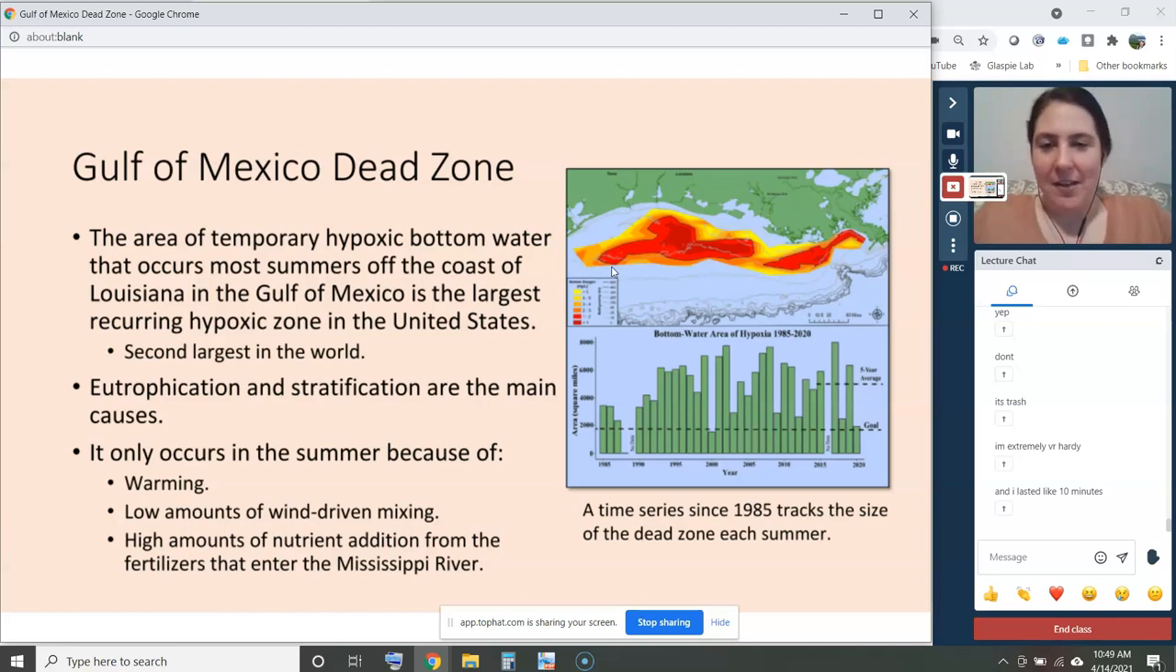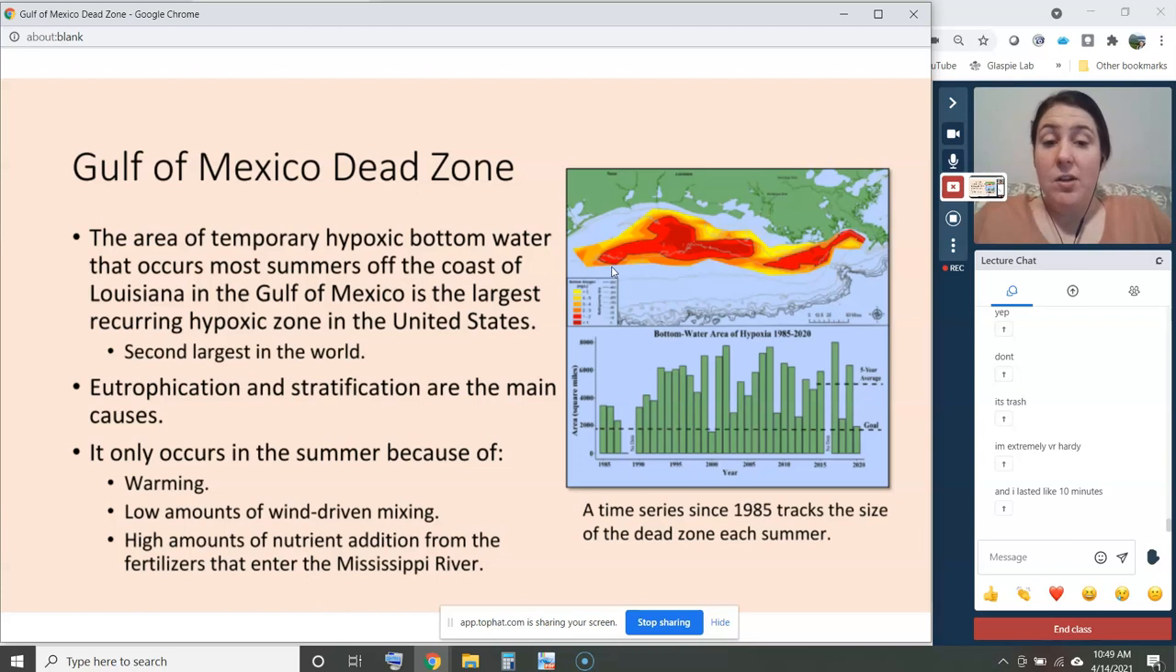Okay, well anyways, let's talk about the non-Subnautica dead zone, the one that exists off our coast. This is an area of temporary hypoxic bottom water, so below 4 parts per million, that occurs most summers off the coast of Louisiana in the Gulf of Mexico. And it's the largest recurring hypoxic zone in the United States and the second largest in the world. The cause of this hypoxic zone is eutrophication and stratification. These are the main causes. We don't really get upwelling in this area, and we don't really have to contend with a big zone of deoxygenated OMZ water, and so eutrophication and stratification are our main causes.